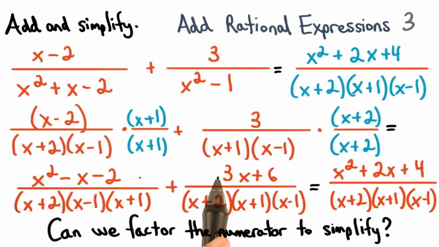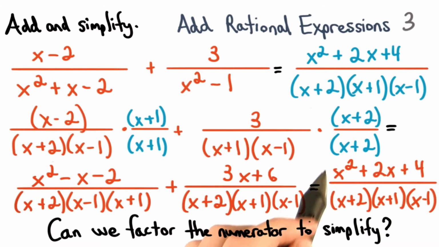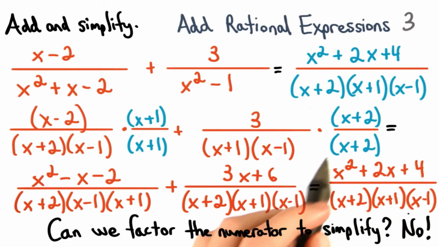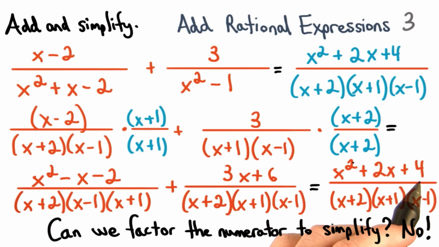Now that we've added our numerators together, we have a new numerator. And we should always ask ourselves, can we factor this? If we can factor this, then we'll be able to simplify another factor in the numerator and denominator. But in this case, this numerator can't be factored. There are no factor pairs of 4 that sum to positive 2. This is why we're finished, and we can have this as our answer.